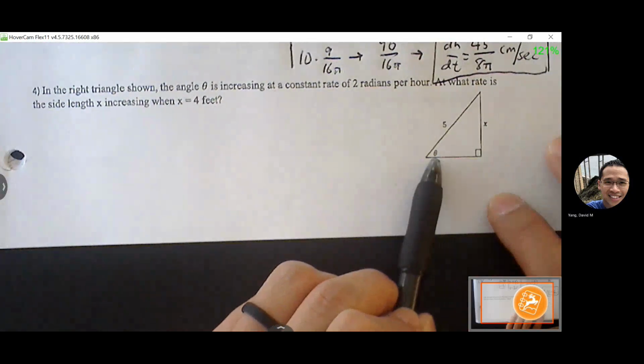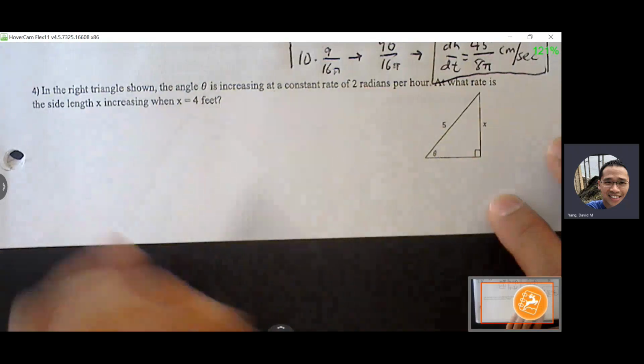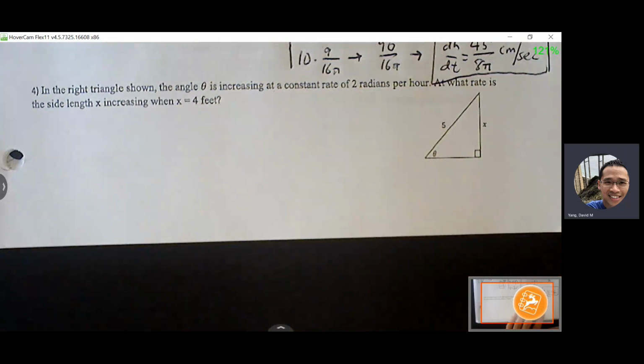So we have theta. Let me read the problem here. The right triangle shown, angle theta is increasing at a constant rate of 2 radians per hour. At what rate is the side length x increasing when x equals 4 feet? So we know we have to involve trig somehow, either sine, cosine, or tangent.